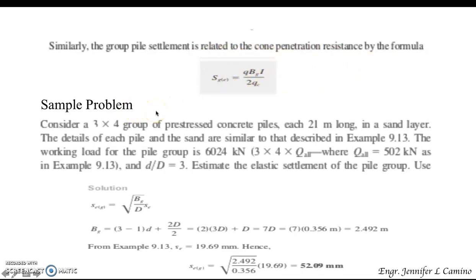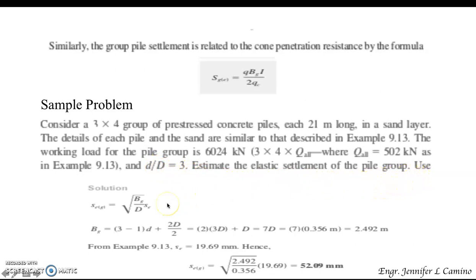Consider a 3 by 4 group of pre-stressed concrete pile, each 21 meter long in sand layer. The details of each pile and the sand are similar to that described in the previous example. The working load of the pile group is 6,024 kilonewton, and we are given these parameters in the previous problem. For the 3 by 3 group pile, we have our Q allowable, which is 502 kilonewton, and our ratio between small d over D is equal to 3. We have to estimate the elastic settlement of the group pile.